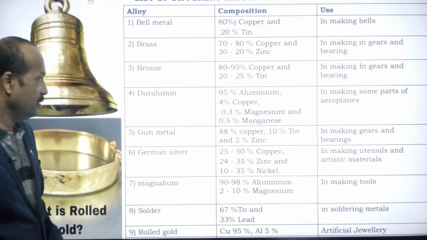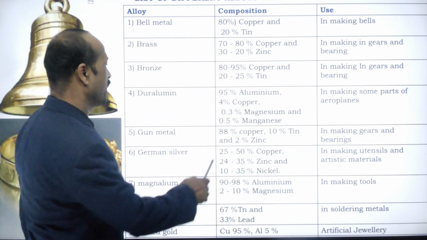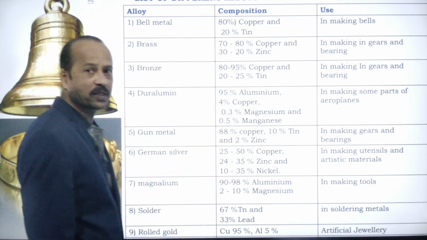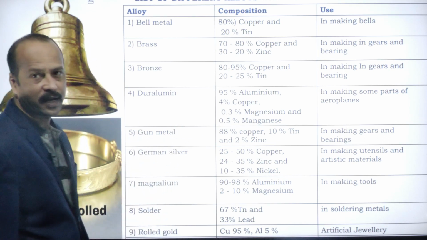Then come to gunmetal. It has the same use, gears and bearings, but here we use copper and tin along with a small percentage of zinc, and this is called gunmetal.